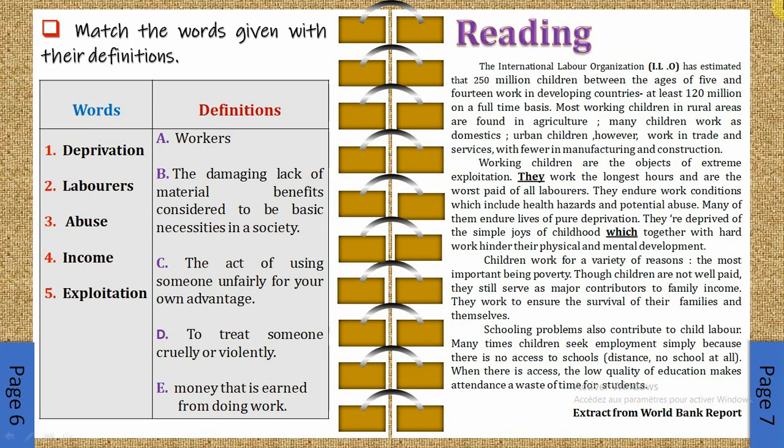After brainstorming the topic of the reading passage, the teacher moves on to the next step, which is introducing some key vocabulary words related to the topic. The teacher provides the words deprivation, laborers, abuse, income, and exploitation, and he or she asks learners to match those words with their definitions. Of course, that's not the only way possible to introduce vocabulary. The teacher can use a gap-filling activity or any other activity that he thinks helps learners get the meaning of those new words.